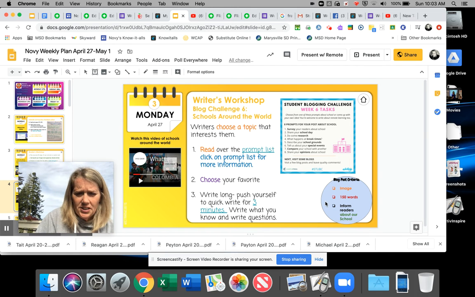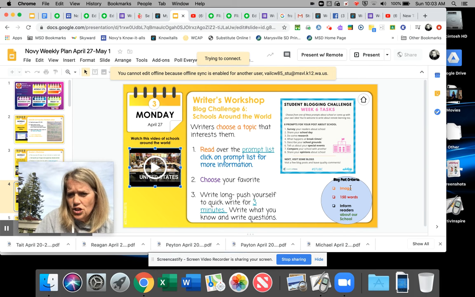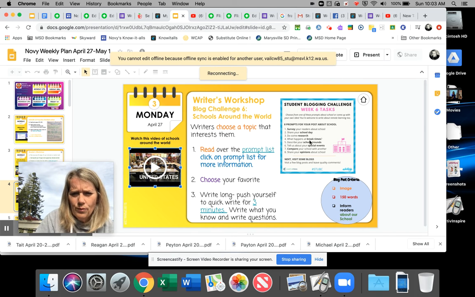Blog post criteria, similar to what we usually have: 150 words or more, an image that makes sense to your blog post, and you're going to inform readers about our school. So here are the different tasks that they suggest for a prompt about your school. You could do a survey of readers about our school. You could just share about a school day. You could do some research. You could talk about what we do at break times, which is our recess. Describe your school grounds is an idea.